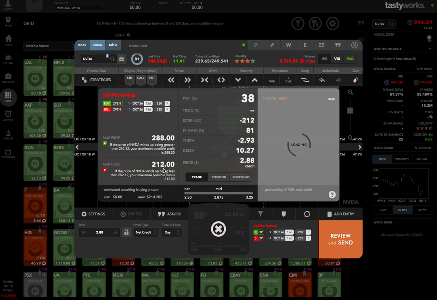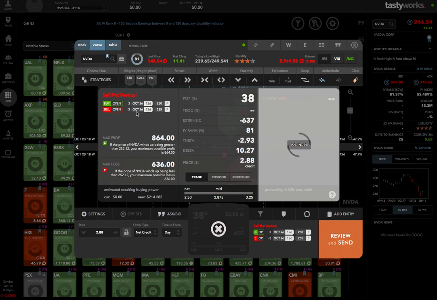So my max loss is 212, max profit is 288. Okay, I could increase that. So I want to sell 3. So my max loss is 636, and my max profit is 864. If we take half of that, it's going to be $430, right? 432 bucks. Okay, and that's a nice gain if we get $432, only risking 636.